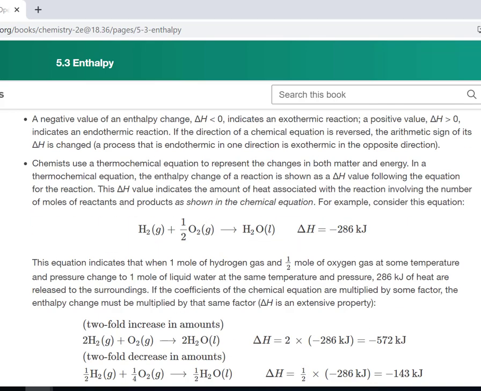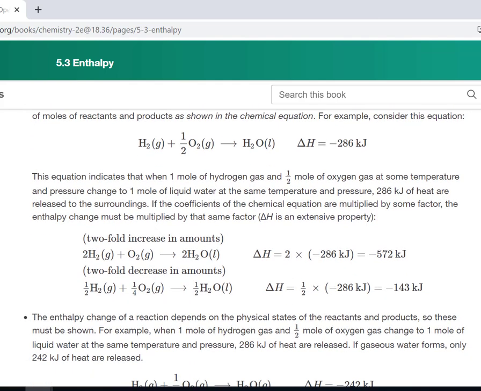So that's the only difference. But it does change delta H, and it's important to be aware of that. That's something you need to be on the lookout for as you're looking at these reactions: what is the physical state, and is it the physical state that you want.